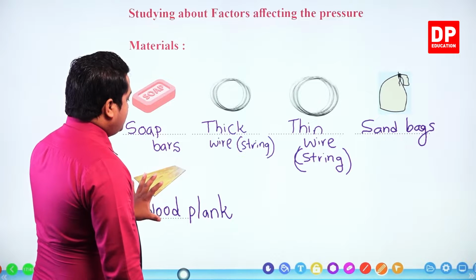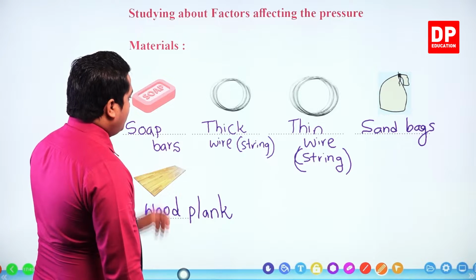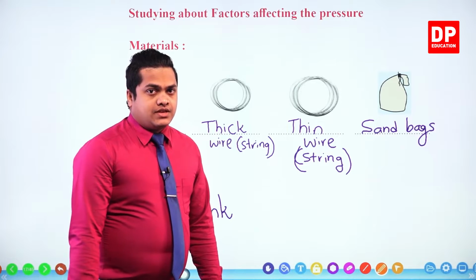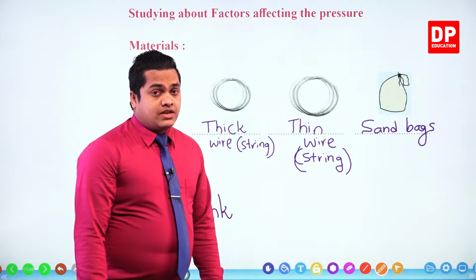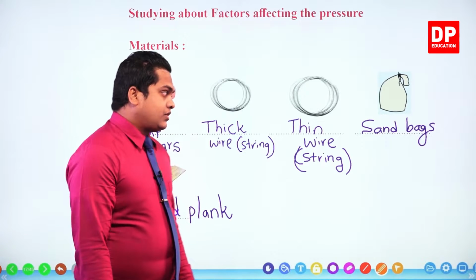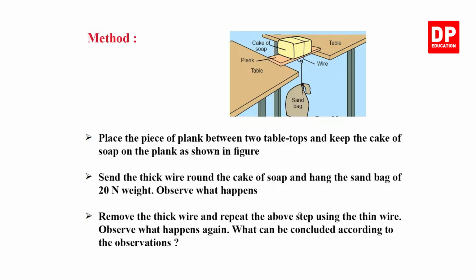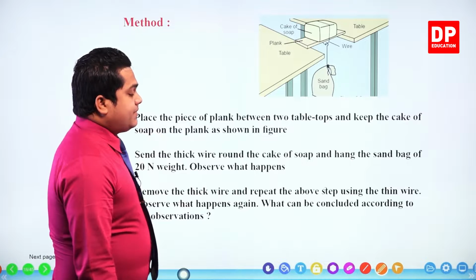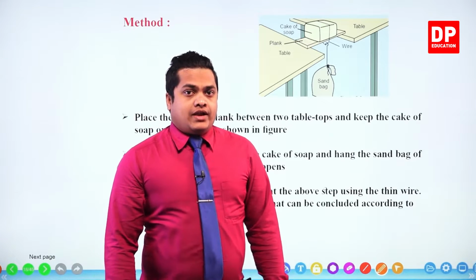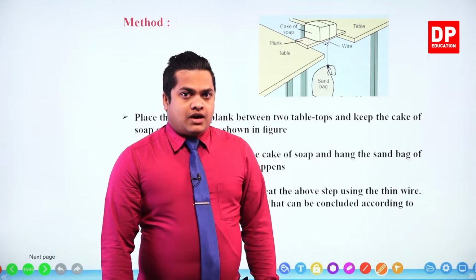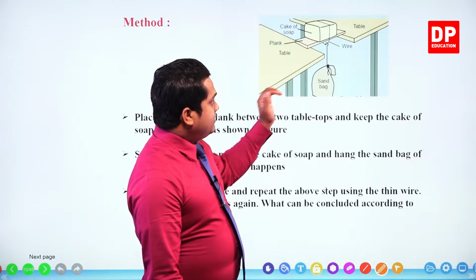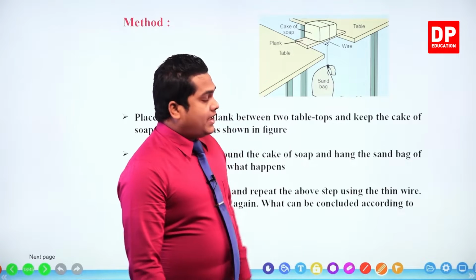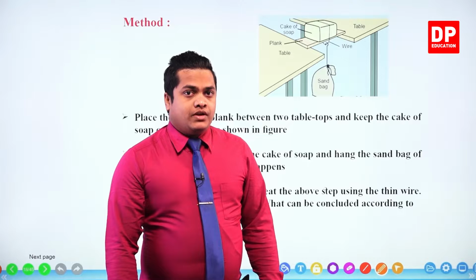This wood plank is being used to keep the soap bar, so it's wise to get the surface area of the wood plank to be equal with the surface area of the soap bar. Okay, right. So let's see how to conduct the activity. Like in the previous activity where we hung sandbags on the bar of soap, in the same way, you have to place the wooden plank. Then on the wooden plank, you have to keep the bar of soap.